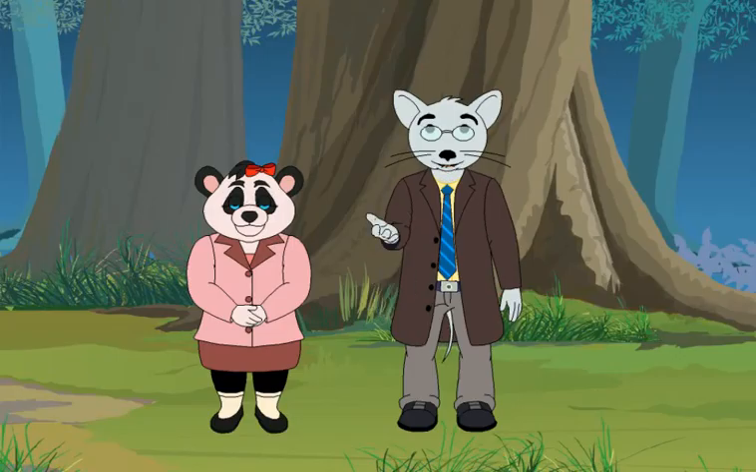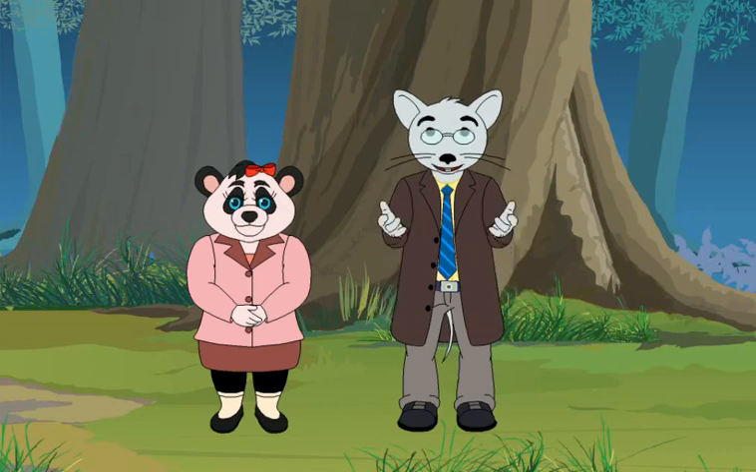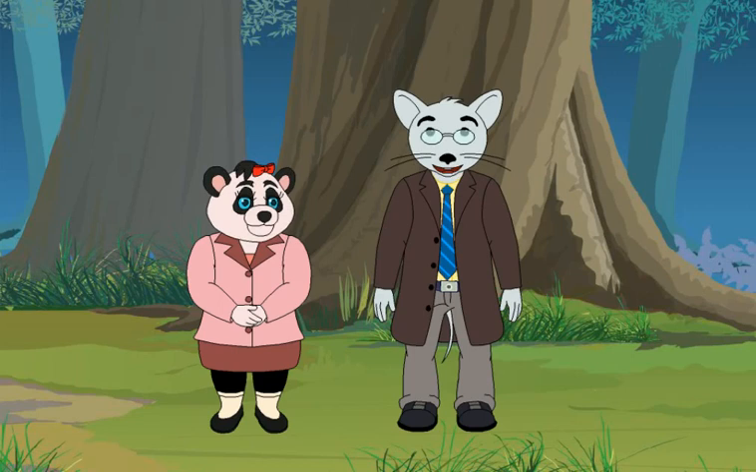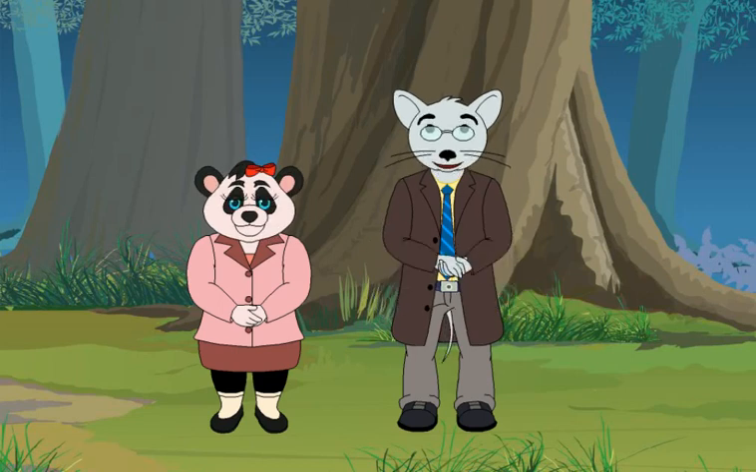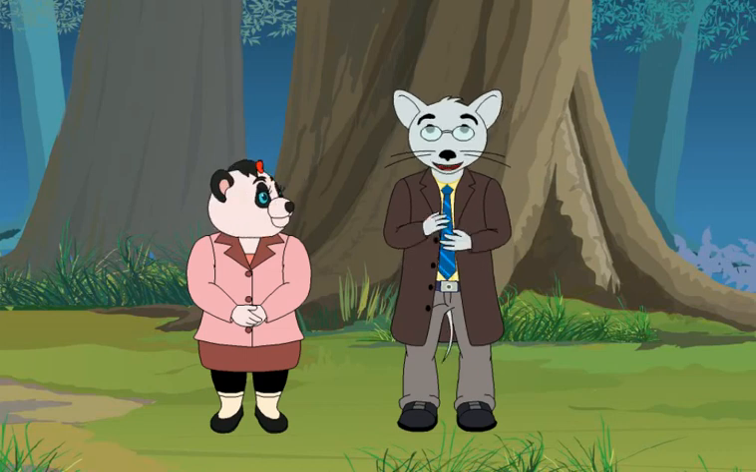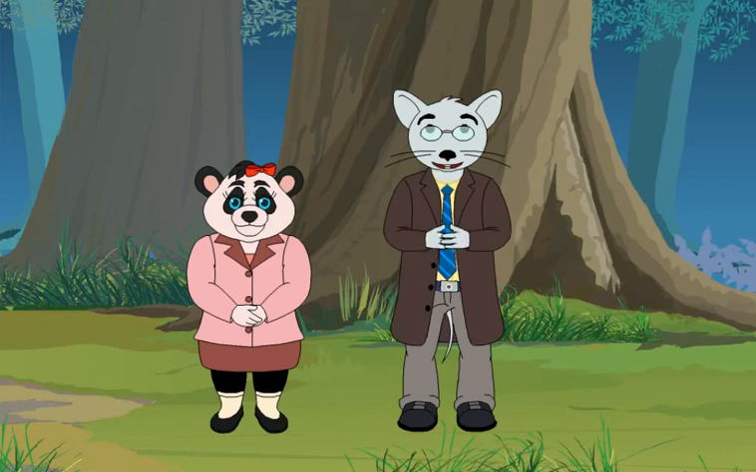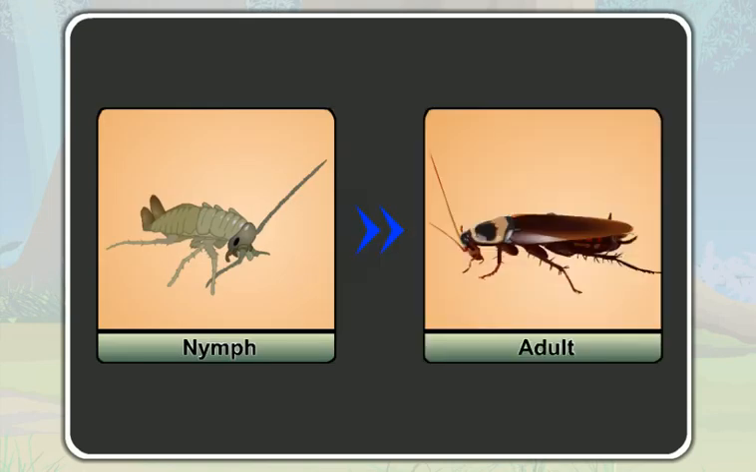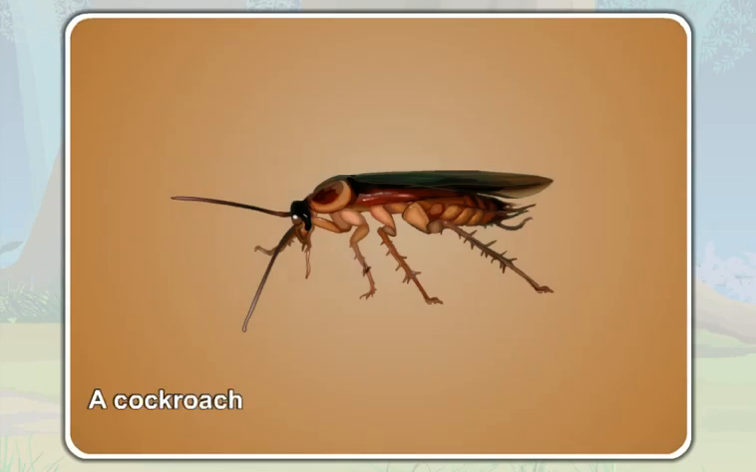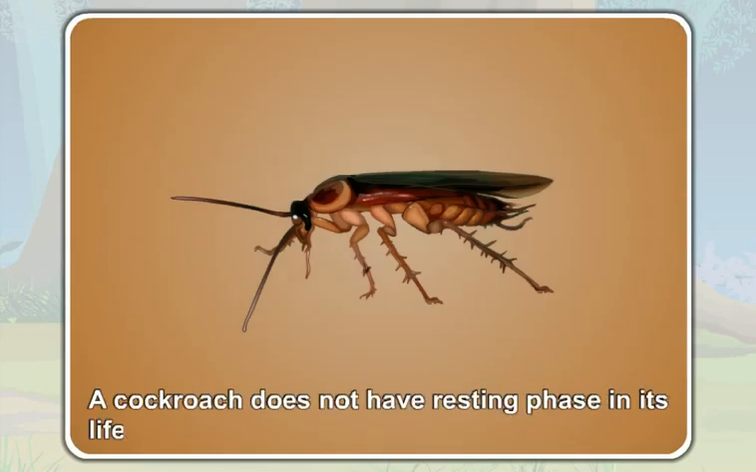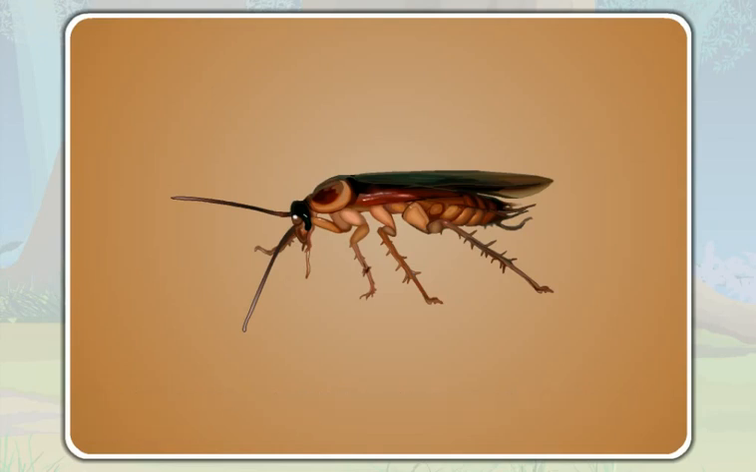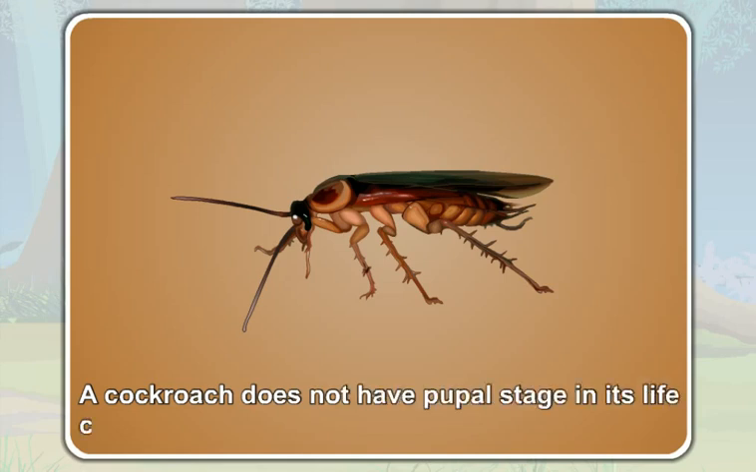We all know that a larva of a housefly first changes into a pupa. The pupa is the resting phase of a housefly, isn't it? Unlike a larva of a housefly, a nymph of a cockroach does not change into a pupa. It directly changes into an adult. So, a cockroach does not have a resting phase in its life cycle. That is, a cockroach does not have a pupal stage in its life cycle.